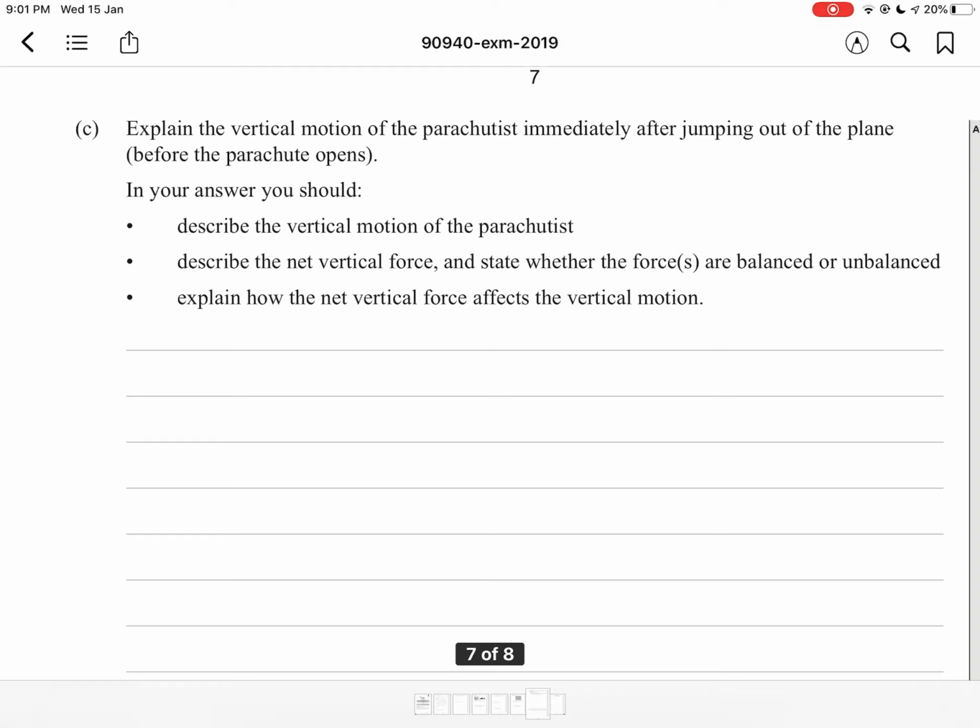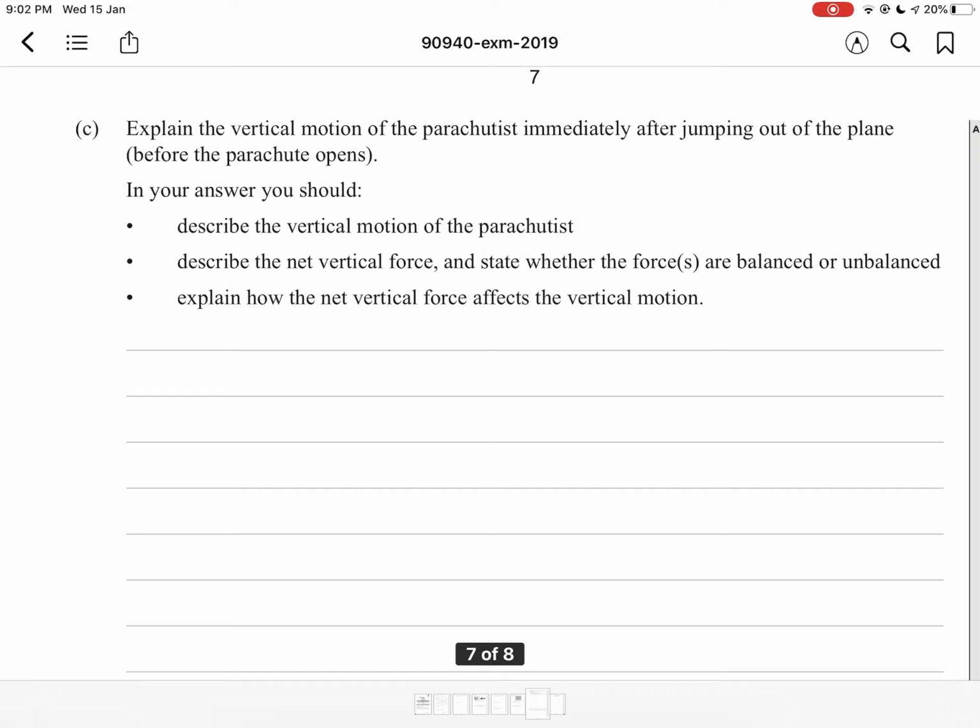Alright, so when the parachutist jumps off the plane, immediately there's going to be the force of gravity acting on the parachutist, and that's going to be acting downwards at 10 meters per second per second. As the parachutist falls, he or she is going to develop an air resistance, and this air resistance will oppose the force of gravity that goes downwards. So the air resistance opposes gravity.